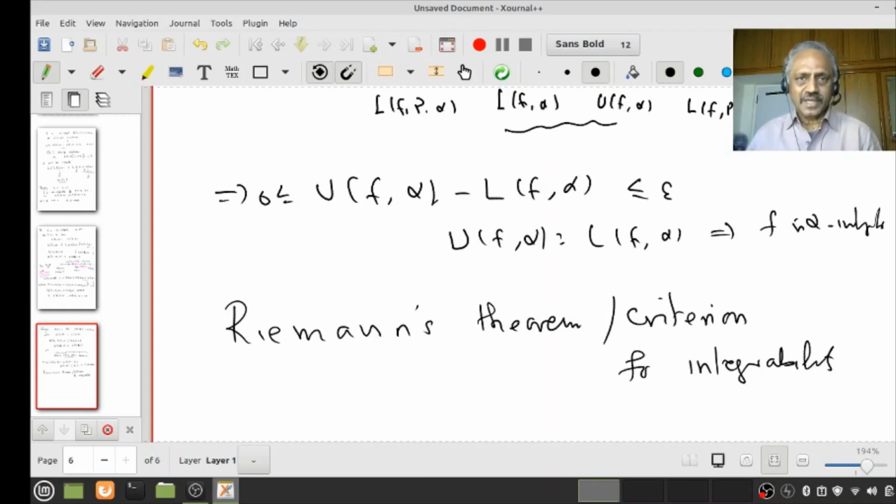What does it say? I want to show f is alpha integrable. For that, I have to compute all possible upper sums, all possible lower sums, and find their GLB and LUB and show that they are equal. Now that thing is taken care of. All it says is, give me an epsilon. It is enough if we find a partition P so that the upper sum minus the lower sum with respect to the same partition is less than epsilon. Something like a Cauchy criterion. Okay, this is a very beautiful result. In the next lecture, we will apply this to derive integrability of a large class of functions.